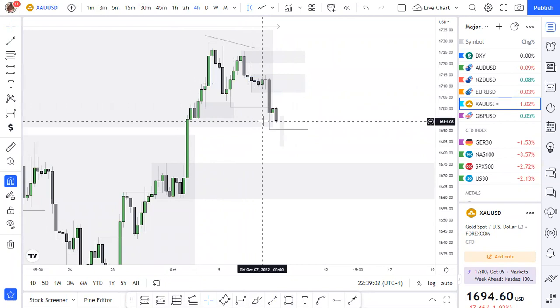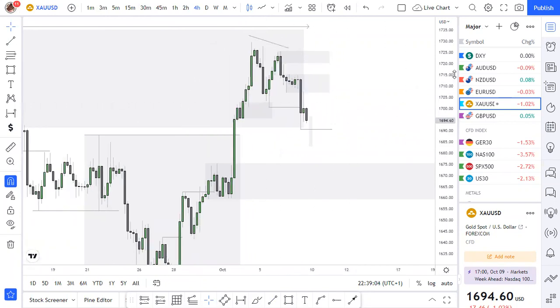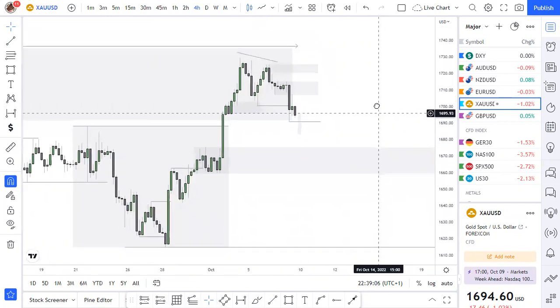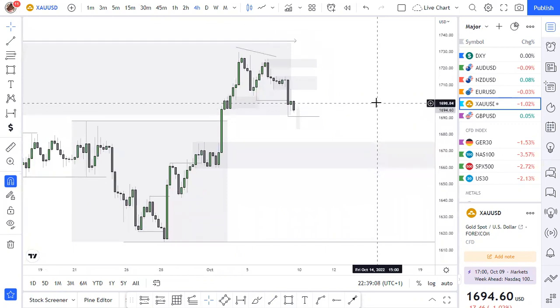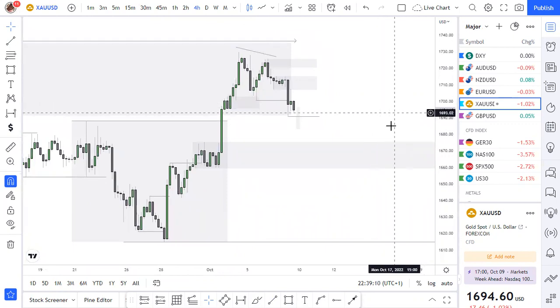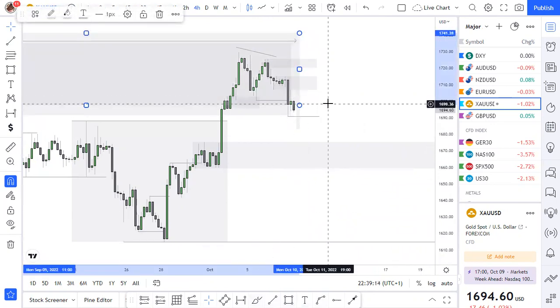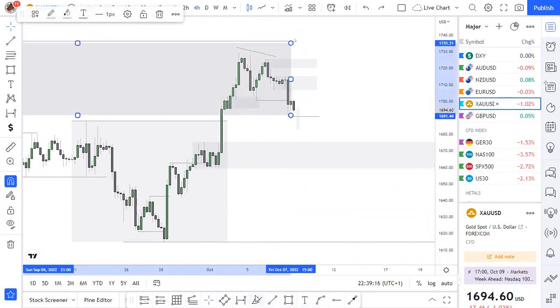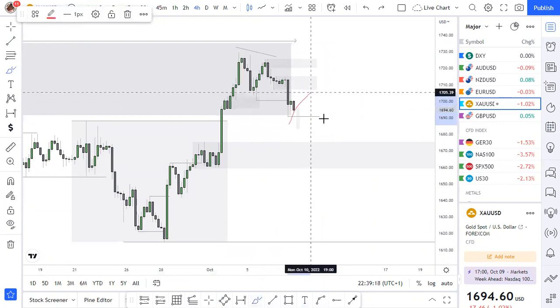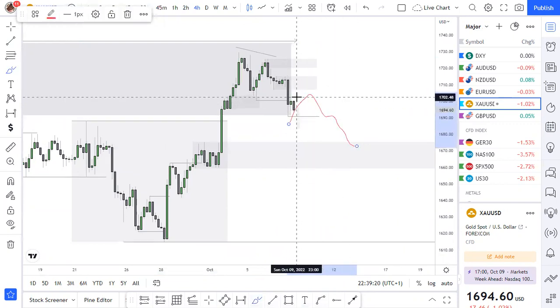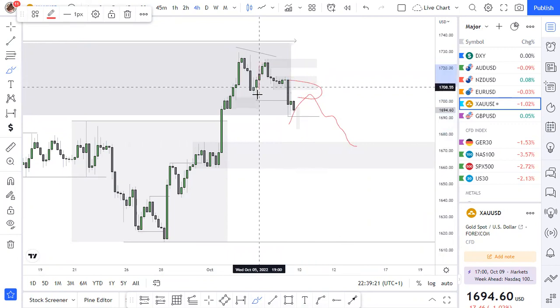So we have bullish market structure on the daily and the 4 hourly, but we have bearish order flow on the 4 hour, so we can still follow that bearish order flow and maybe look for sales from whatever happens here.